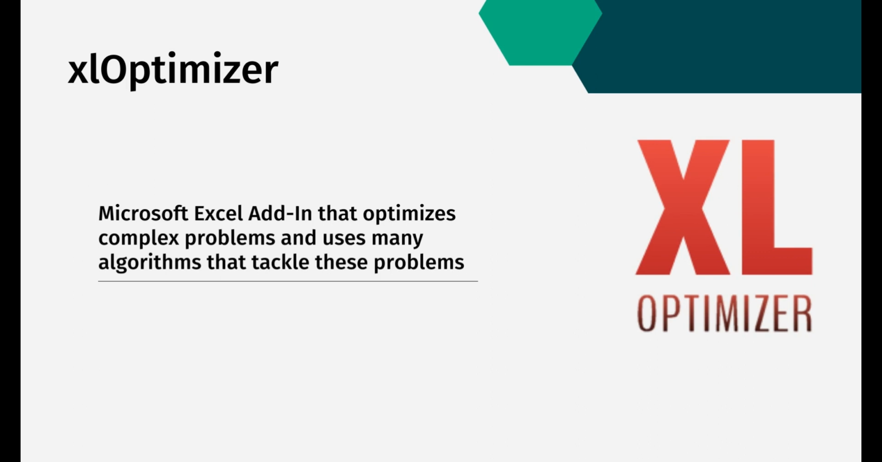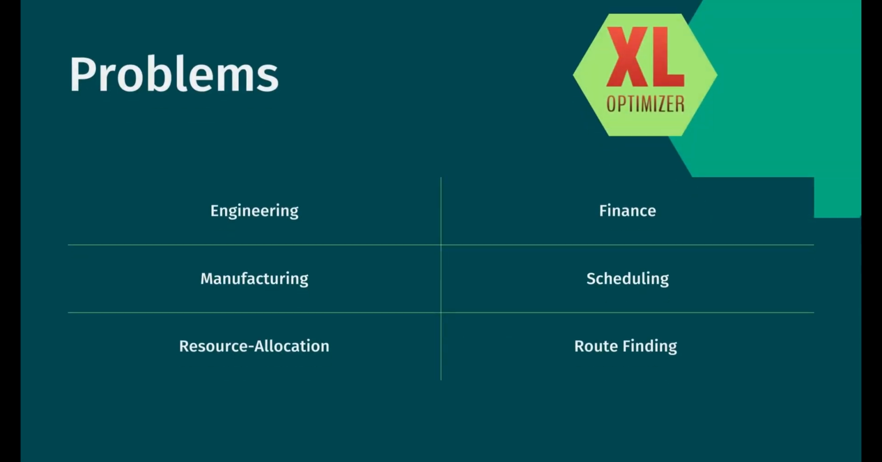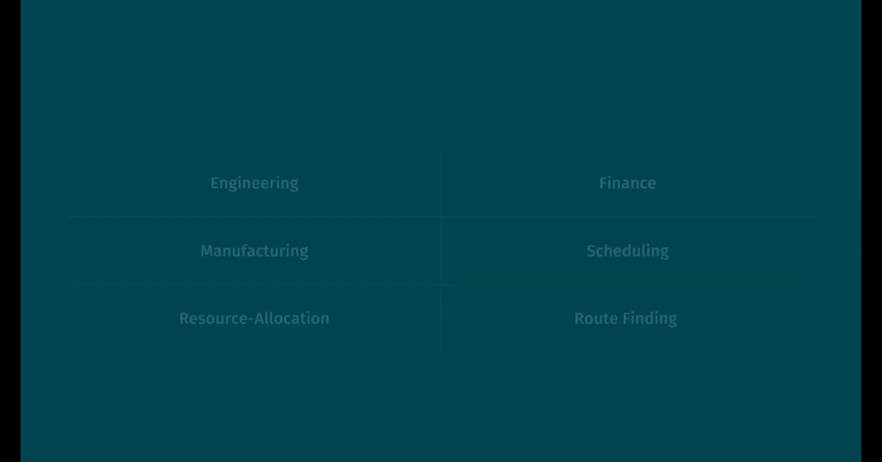What is the xlOptimizer? It is a Microsoft Excel add-in that optimizes complex problems and uses many algorithms that tackle these problems. So what are the kinds of problems that we can solve? We can solve engineering problems, finance problems, manufacturing problems, such as simple OR problems. We can also solve using xlOptimizer scheduling problems and resource allocation and route finding problem, such as the traveling salesman.